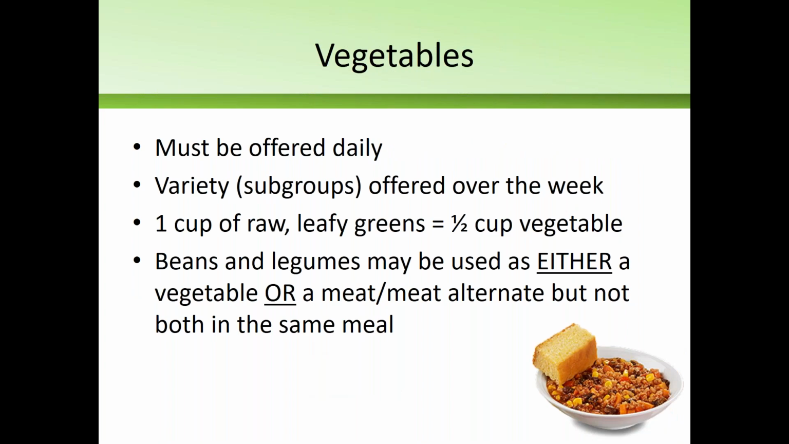The next food component is vegetables. They must be offered on a daily basis. And there are a variety of subgroups that have to be offered over the course of the week. And one important note to keep in mind is raw leafy greens, such as spinach and lettuce, credit at half the volume served. So for example, 1 cup of raw leafy greens counts as a half a cup of vegetable. So this is important to note when preparing salads to meet the vegetable offering.